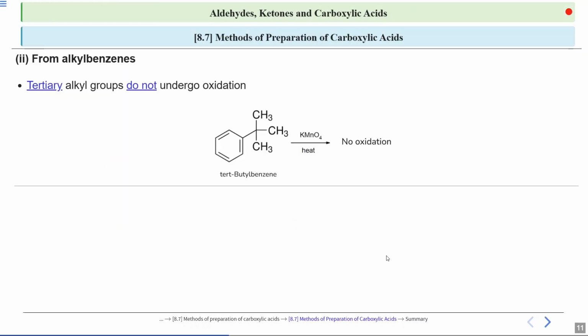Now I have told you that tertiary alkyl groups do not undergo oxidation. So only the primary and secondary alkyl groups can be oxidized to form carboxylic acids. If you look at this tertiary butyl benzene, you will see that the benzylic carbon, the carbon directly attached to this benzene ring, lacks the hydrogen. That is why it does not undergo oxidation.